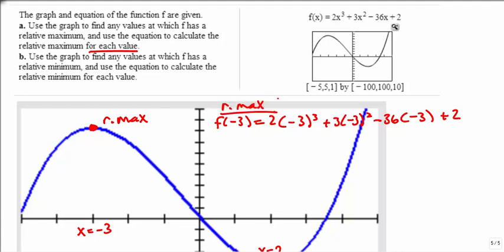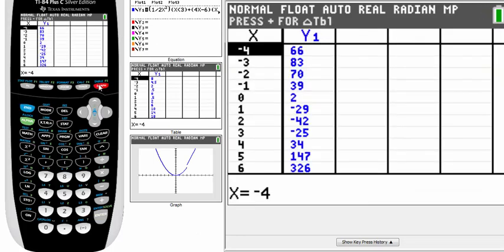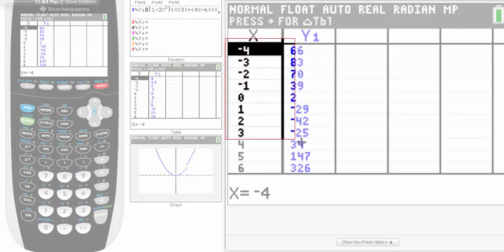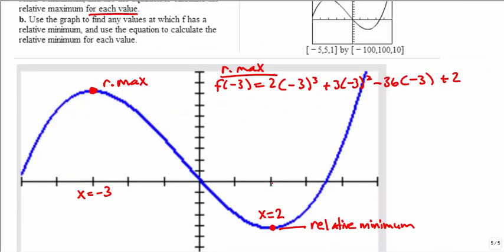Now when you crunch those numbers, you can find that value, or you can also go to your calculator and go to second table. And these table values, remember, they were at negative 3 and 2. So here's negative 3 and here's 2. We can pull them right off the table as well. Now you can also see what's going on with the points around this, so I think this is pretty informative.